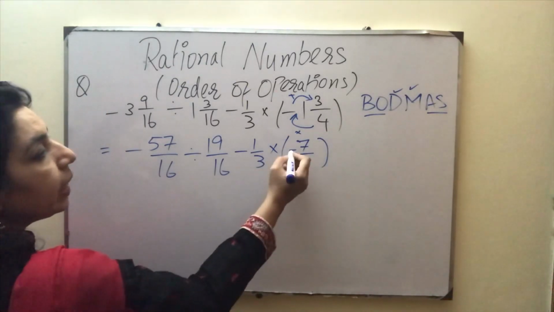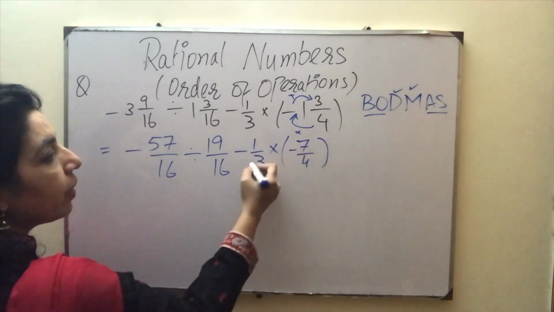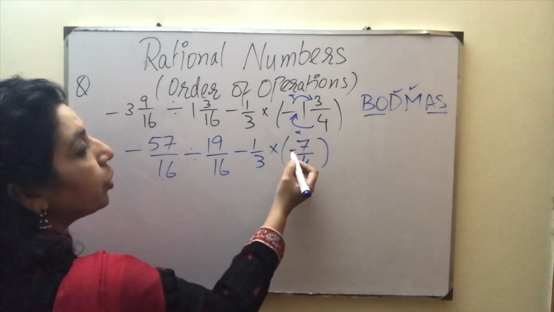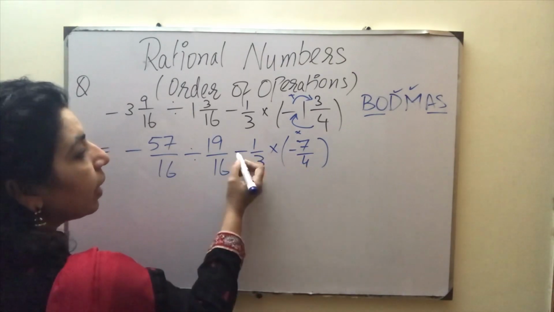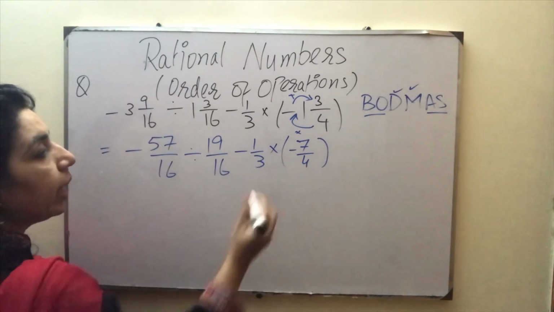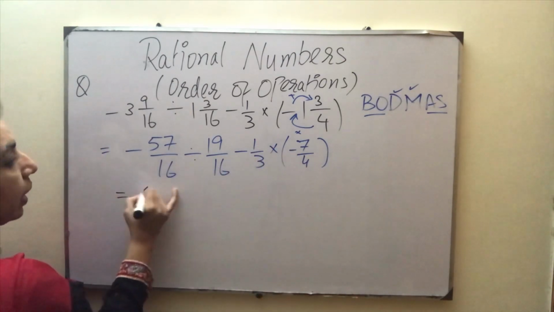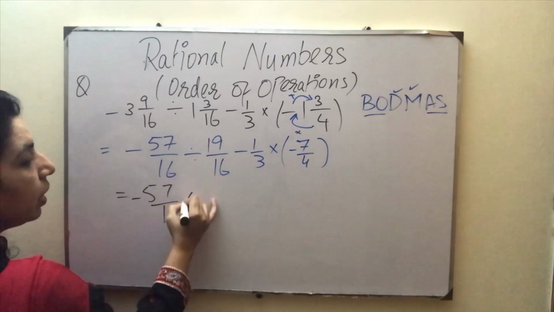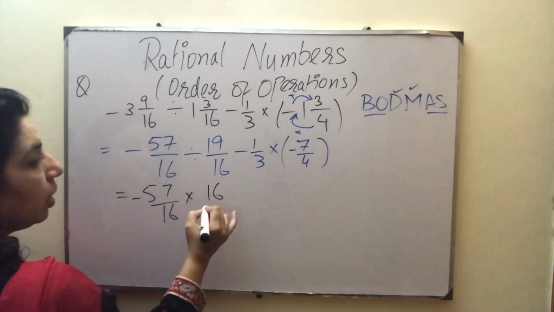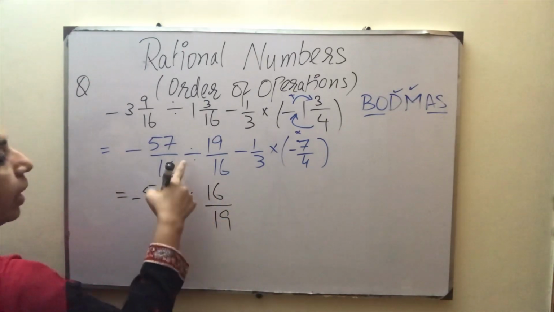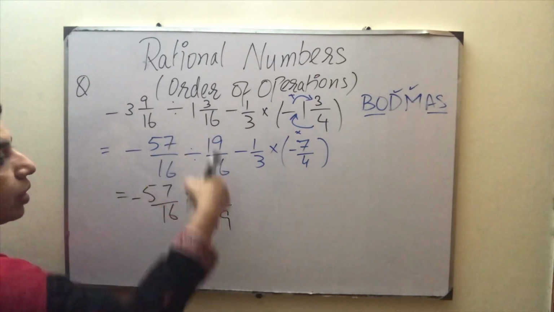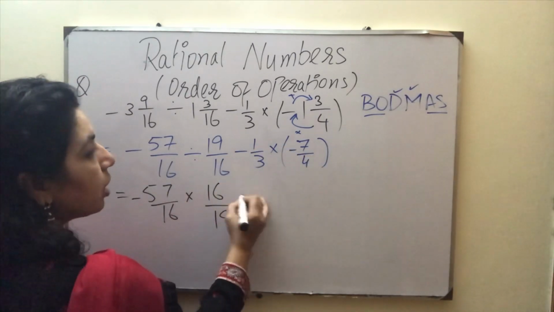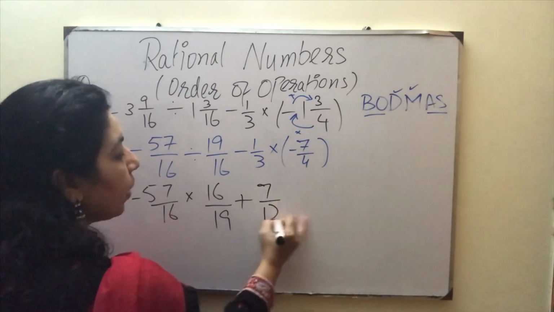Now we can see that there is no cancellation here. 7 can't be cancelled with 3 or 4. So we shall multiply this negative sign with negative sign, make it positive, and 7 with 1 and 3 with 4. Meanwhile, we can also convert this number into its reciprocal like this, and the division sign will be multiplication, and we have just flipped the number, minus minus plus 7 over 12.